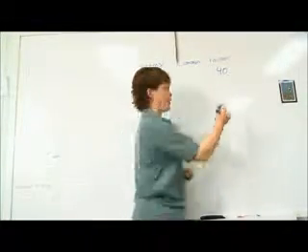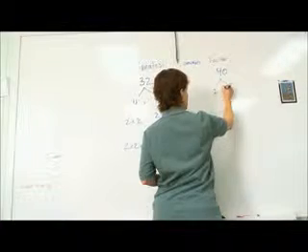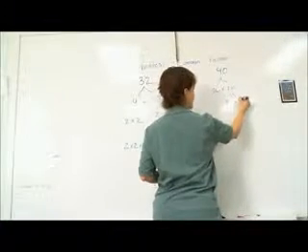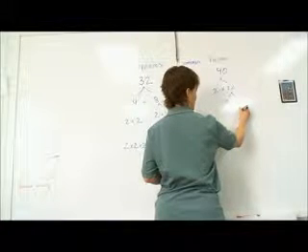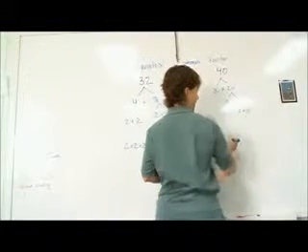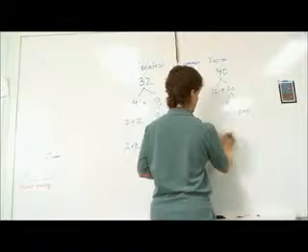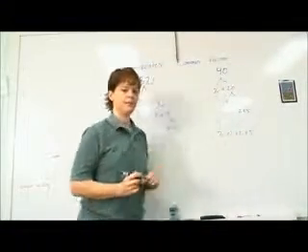Now for 40, we can do 2 times 20. And 20 is 2 times what? 10. And 10 is 2 times 5. Alright, so we have 2 times 2 times 2 times 5.